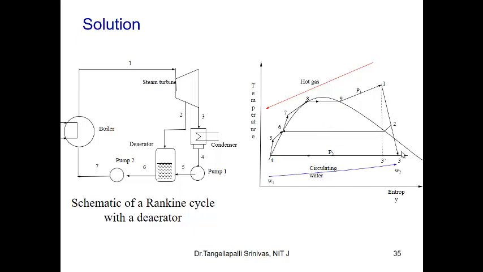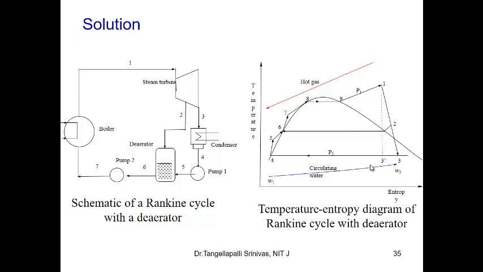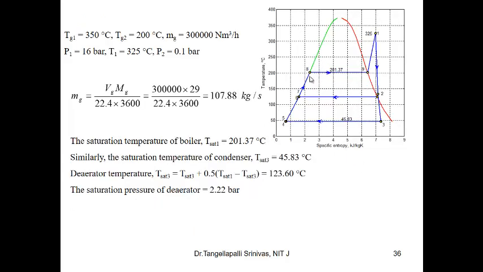1, 2, 3 shows the expansion, 3, 4 is the condensation, and the pumping is 4 to 5 as well as 6 to 7. 7, 8, 9, 1 is the boiling process, where 7 to 8 is the economizer part, 8 to 9 is the evaporator, and 9 to 1 is the superheater. The red line shows the hot gas and the blue line shows the circulating water. This is also a TS diagram but drawn to scale, with the temperature scale as well as the entropy scale.